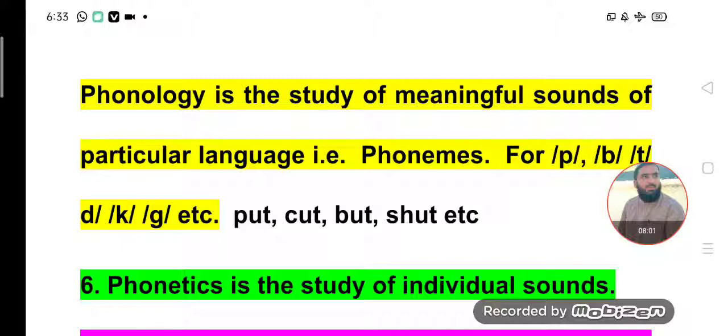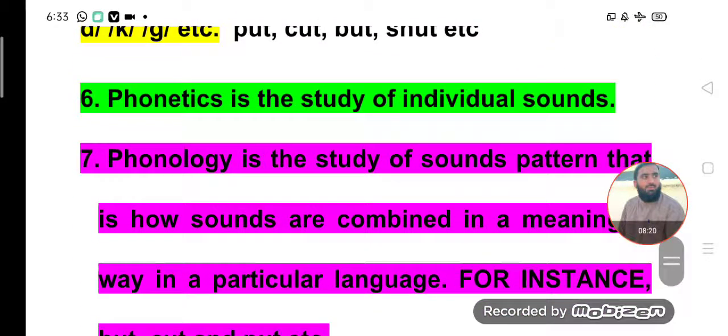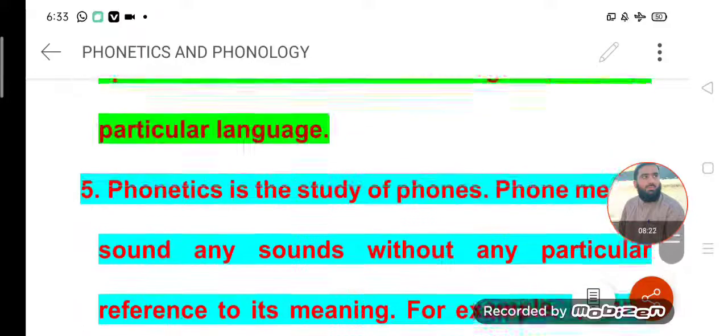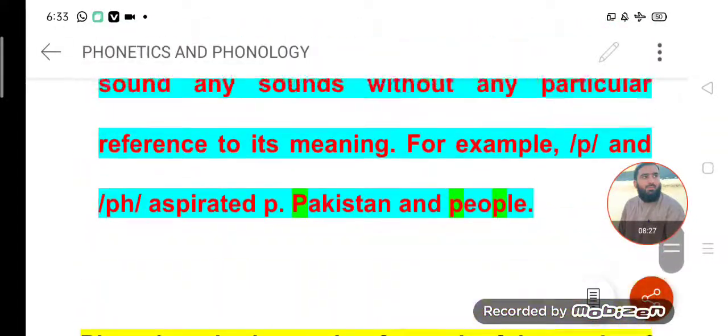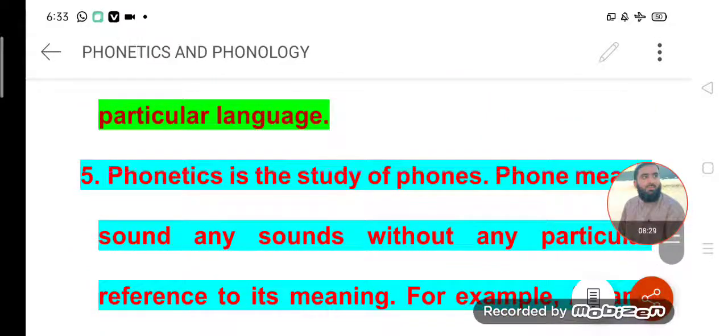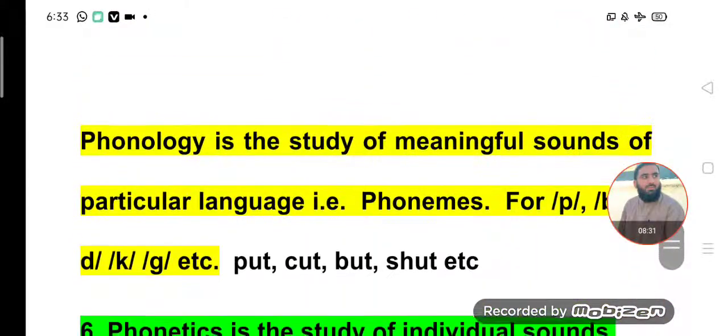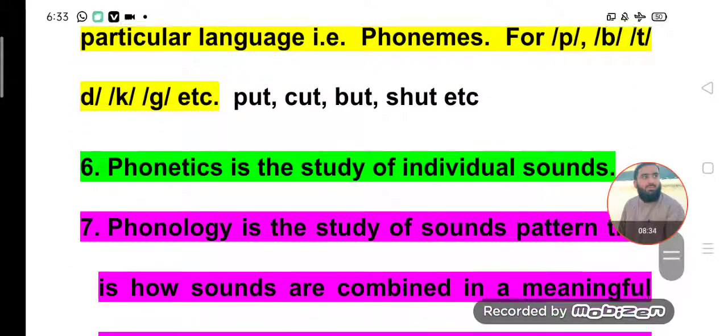So that's why p is one phoneme and k is another, b is another, and sh is another. These are different phonemes. So phonology is the study of meaningful sounds of a particular language, and these meaningful sounds are called phonemes. Dear students, in phonetics we study phones, and in phonology we study phonemes. Phones are meaningless sounds, we can say, and phonemes are meaningful sounds.